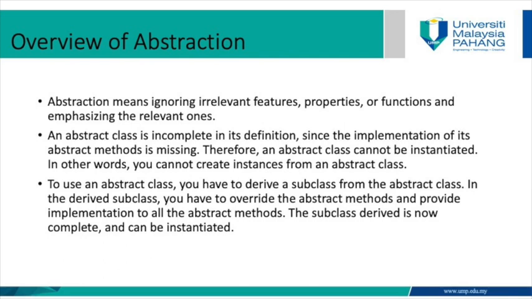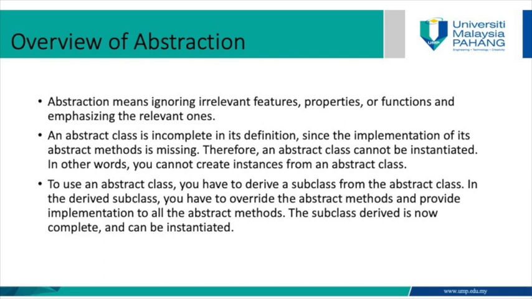Okay, normally we can create an instance, for example, create a new object. For example, we create new rectangle. That means we are creating an instance in a child class or in the main class or in the parent class. Tapi in the abstract class, you cannot create an instance. You cannot create an instance in the abstract class.